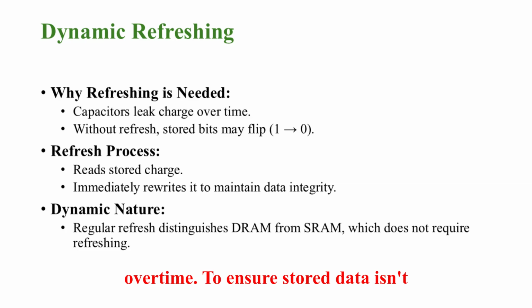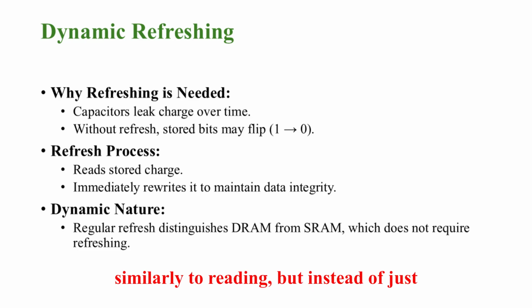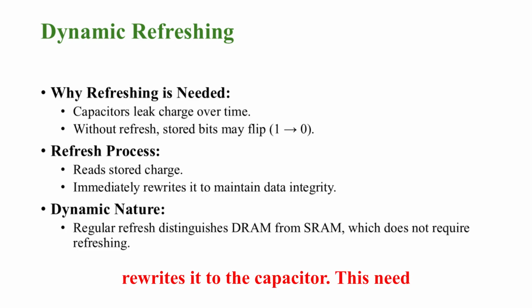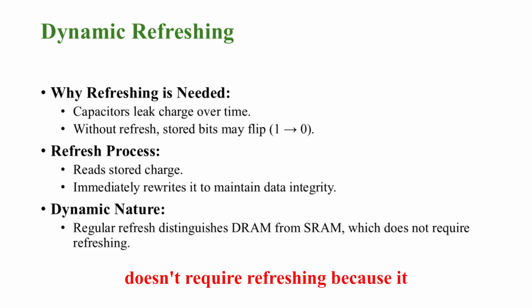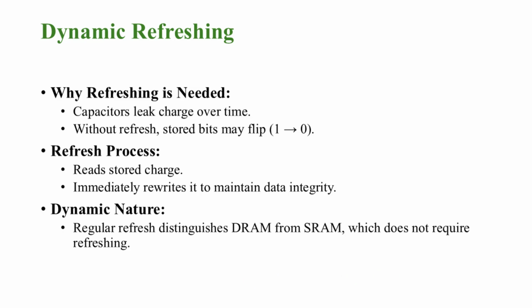One major challenge in DRAM design is that capacitors naturally leak charge over time. To ensure stored data isn't lost, DRAM relies on refreshing. The refresh process works similarly to reading, but instead of just detecting the charge, it immediately rewrites it to the capacitor. This need for periodic refresh is why DRAM is called dynamic. In contrast, SRAM or static RAM doesn't require refreshing because it uses a different mechanism to retain data.